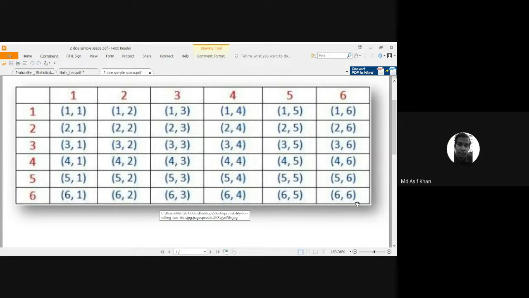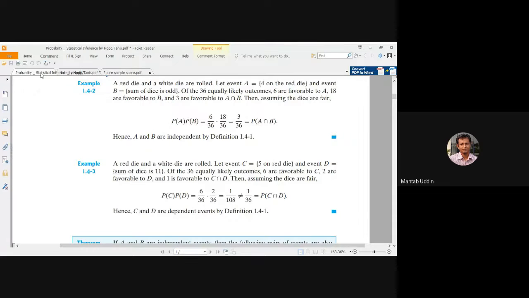How many outcomes? 36, not 6. It is 6 squared, since there are 6 sides on each of 2 dice. So 6 squared is 36. It will be required for examples 2 and 3.